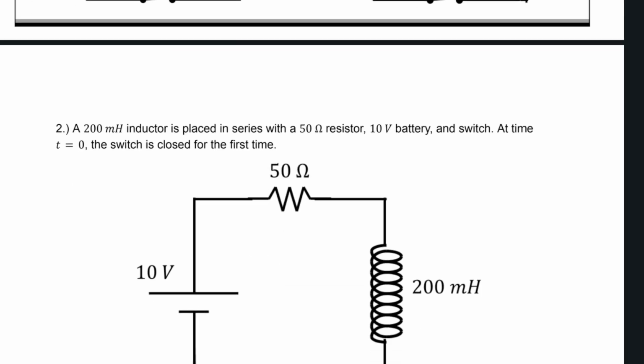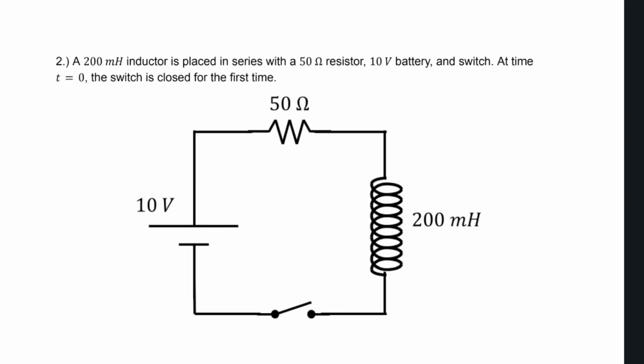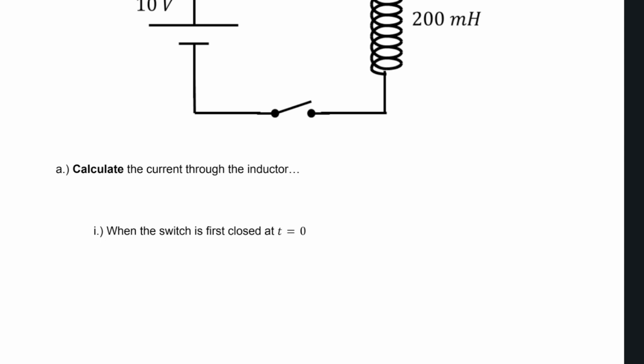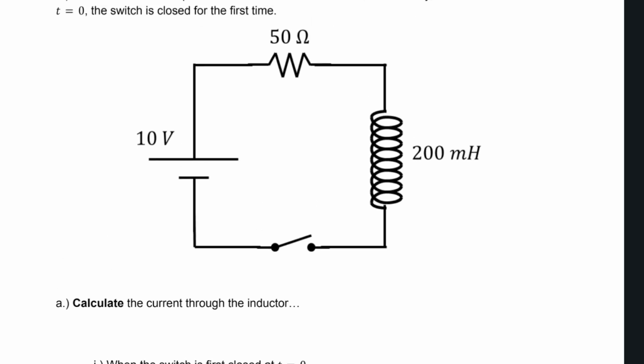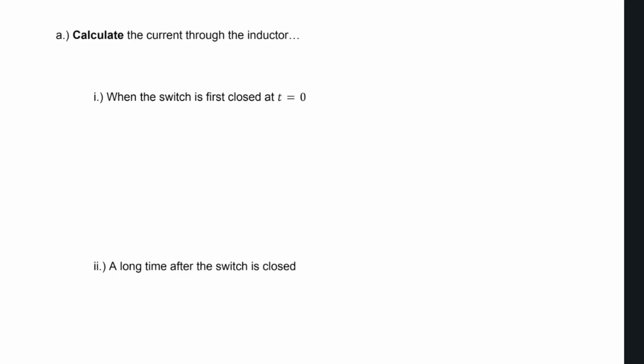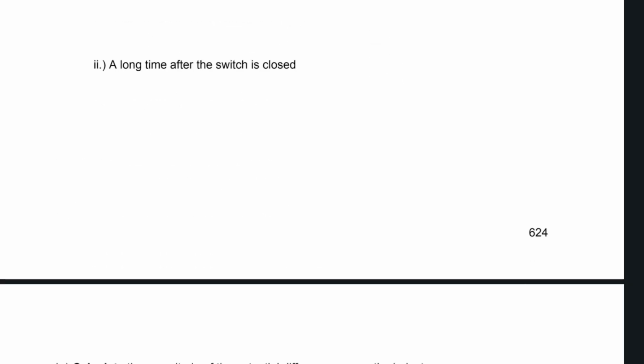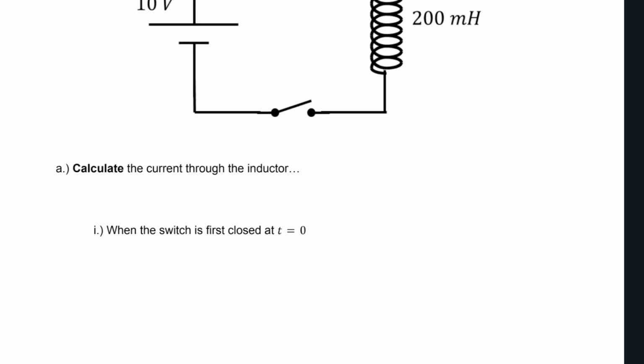All right. So now we'll analyze this qualitatively and quantitatively. So we have a 200 millihenry inductor in series with a 50 ohm resistor and a 10 volt battery, and there's a switch that can be closed. So first, we'll calculate the current through the inductor when the switch is first closed, and then when it's been closed for a long time. So again, using our rules for inductors here, we know that at short times, it's going to behave like a gap to oppose current flow. So this will just be a gap.